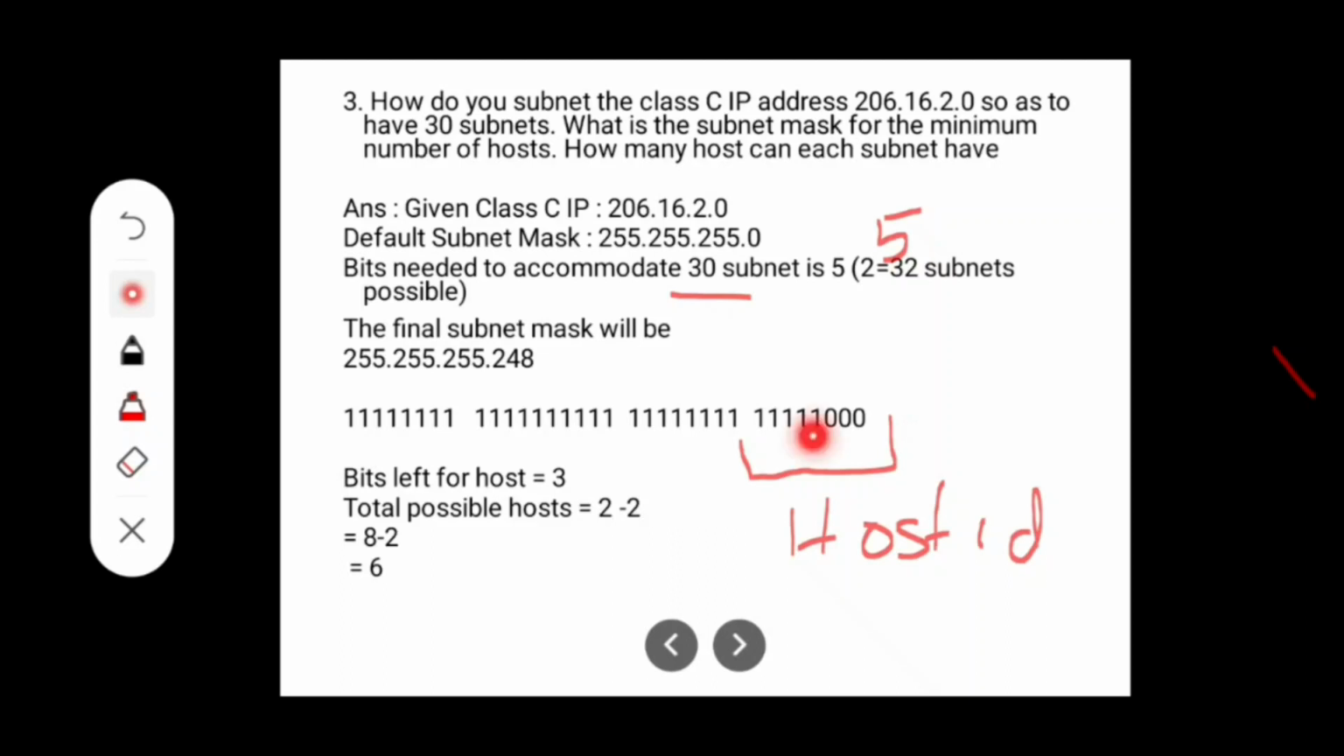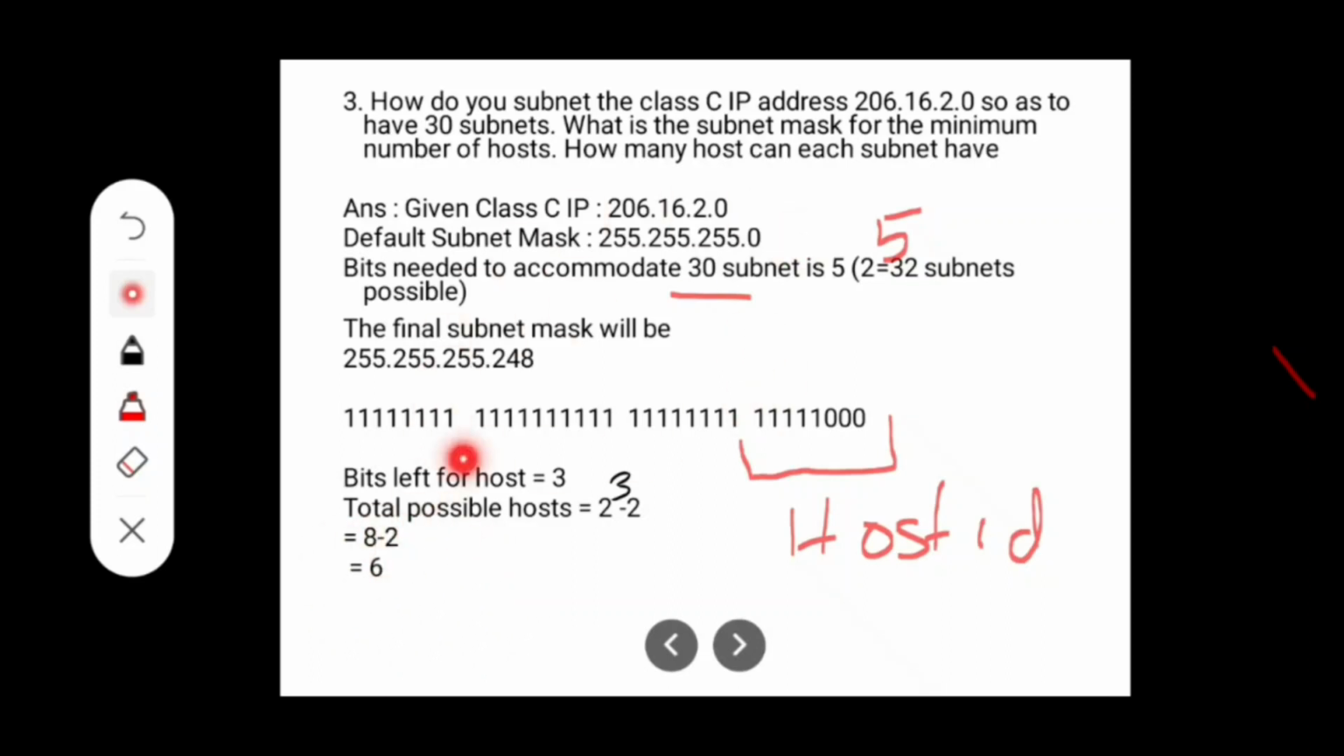So how many bits are there for representing the host? There are 3 bits for host ID. So the bits left for the host is 3. So the total number of hosts will be 2 raised to 3 minus 2. Why are we subtracting 2? Because the first two addresses are reserved for broadcasting and some other purpose. That will not be taken. So the total number of possible hosts will be 2 raised to 3 minus 2, which is 8 minus 2, that will be 6.